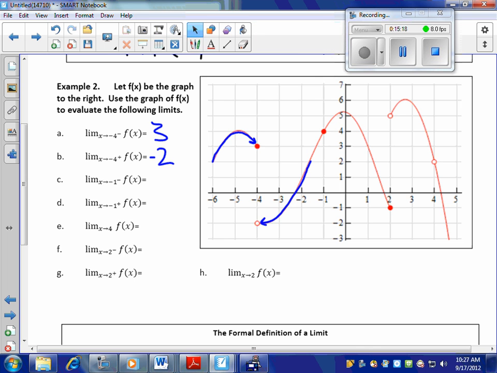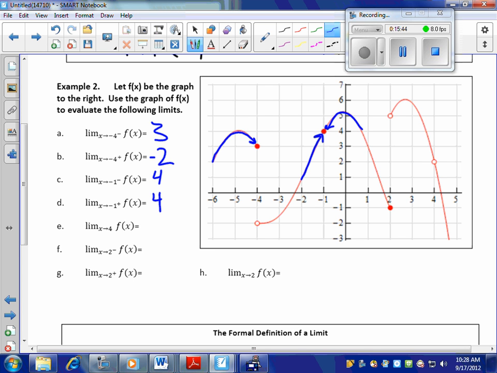-1 from the negative. What do you think? Very good. As you approach -1 from the negative, you approach an output value of 4. What about -1 from the positive? Same spot. What do you know? You notice here that there is no break within the function, that it's continuous all the way through, and so those happen to be the same.